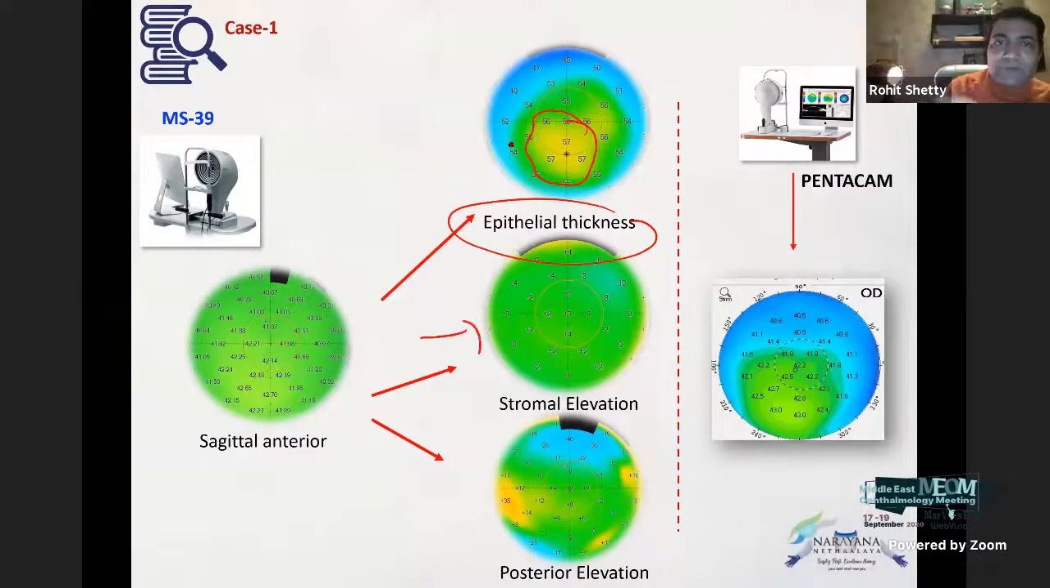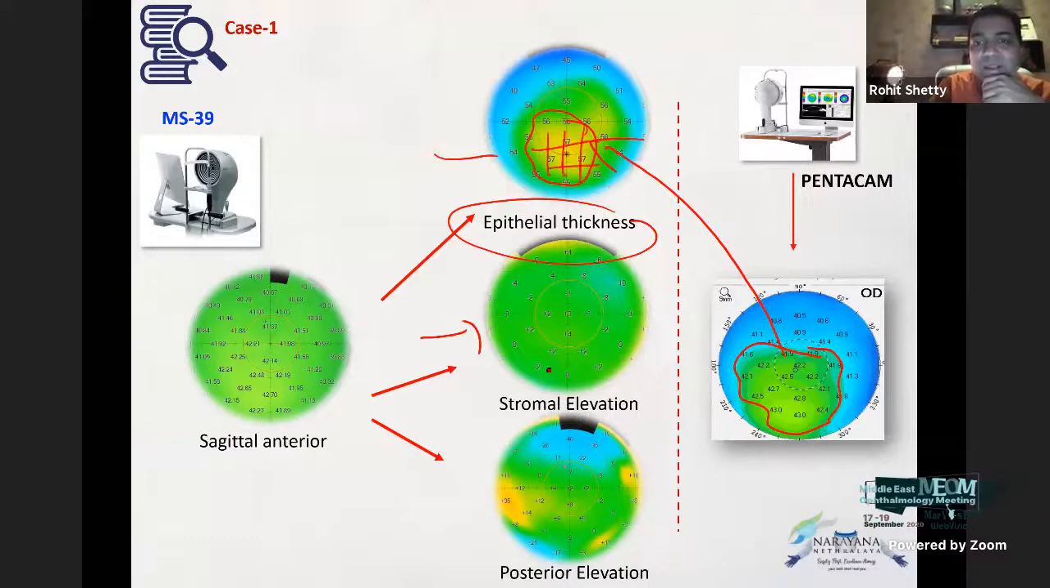Just the stroma, it virtually subtracts the epithelium, is going to change the way we look at it. For example, this patient, you would consider as a suspect of keratoconus. But if you look at it from a Pentacam, he is not a suspect. It is just that his epithelium is thick out here and his stroma is completely normal.